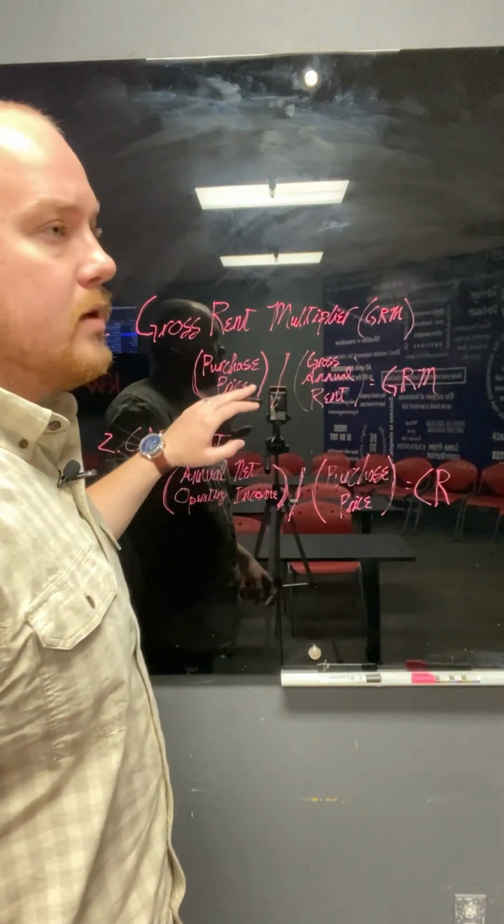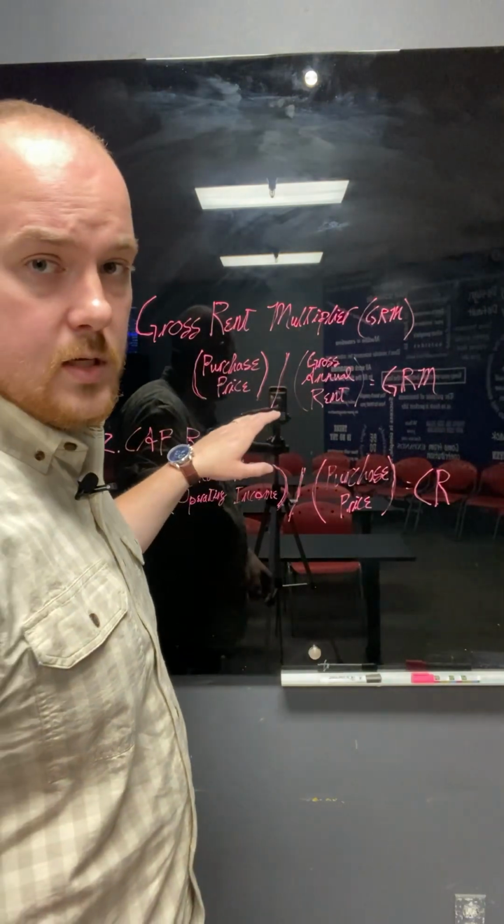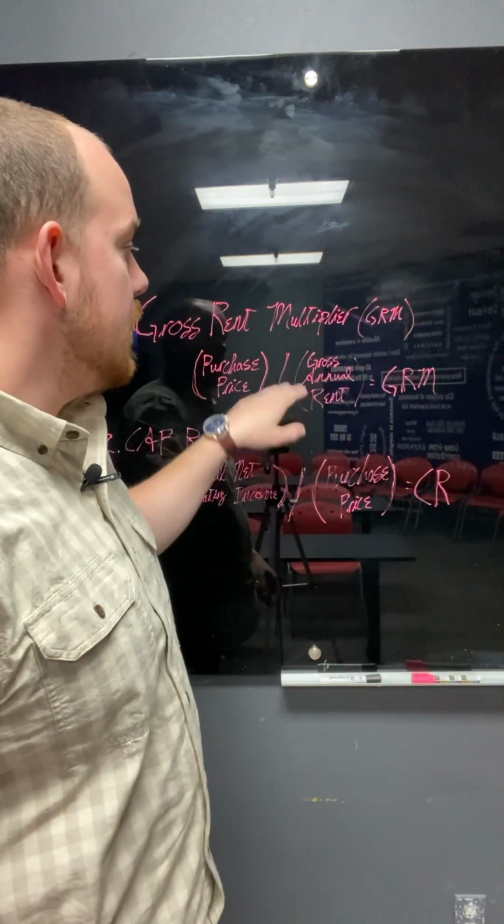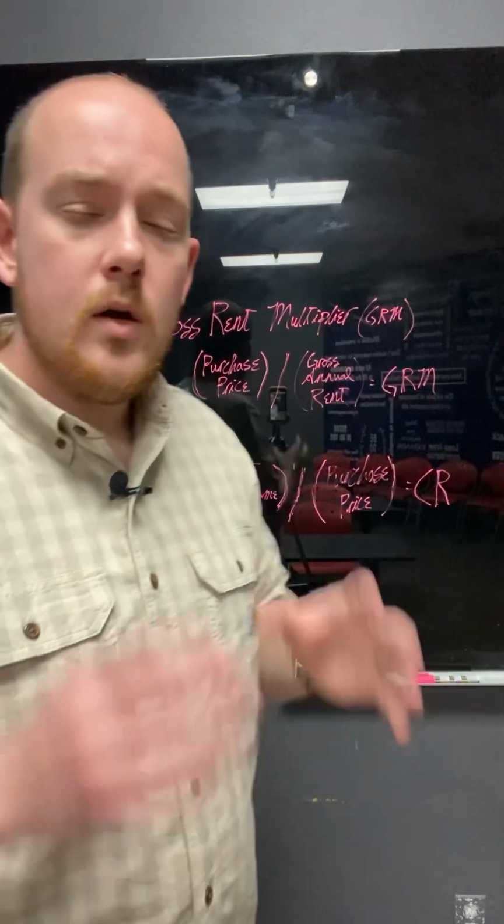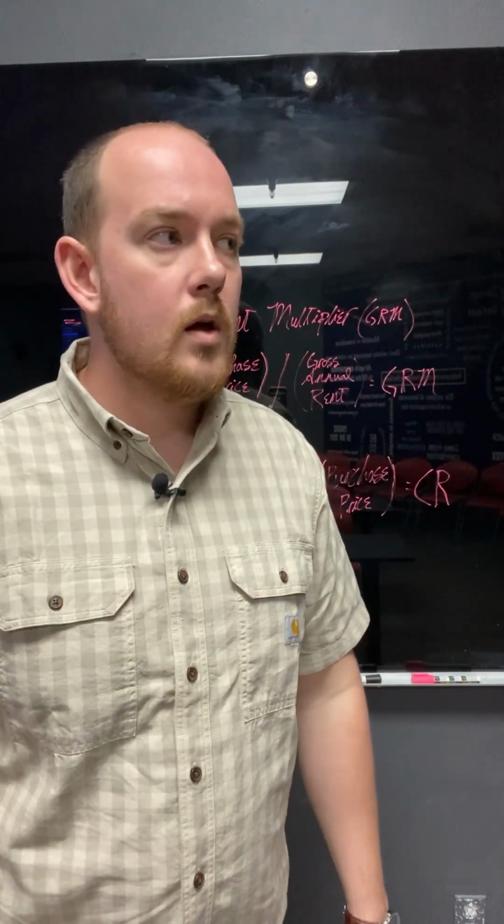This is basically the purchase price divided by the gross annual rent, which equals the GRM. The lower that number, the better. So if you purchased a property for $300,000, you divide that by, say, rent of $3,000 a month. So it'd be $300,000 divided by $36,000 for 12 months. That would get you your gross rent multiplier.